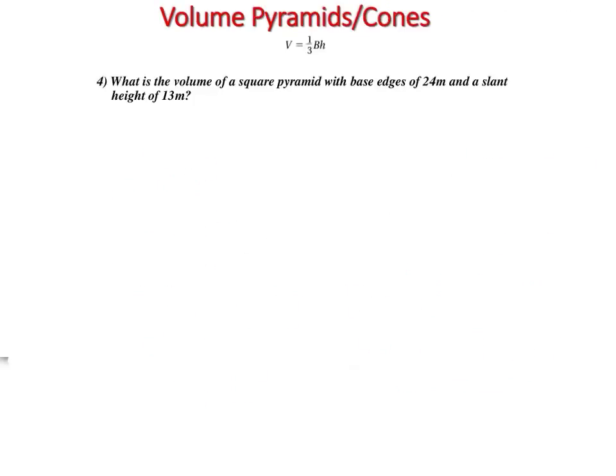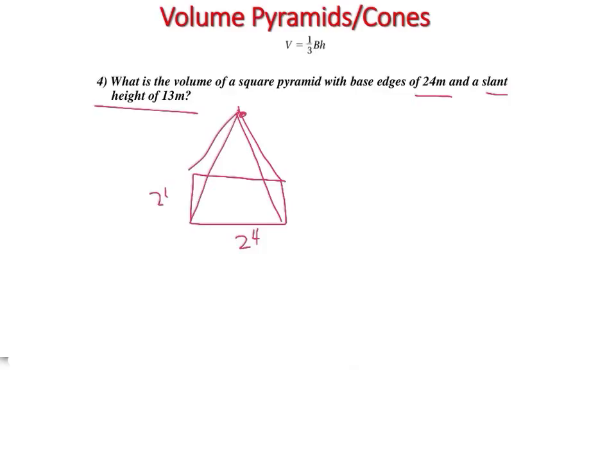Okay, so in this problem, what's the volume of a square pyramid with base edges of 24 meters and a slant height of 13 meters? So if we draw this, I'm going to draw this square pyramid. I'm going to put a point out here and connect it to all the vertices. Then its base edges are 24, so it's 24 by 24.